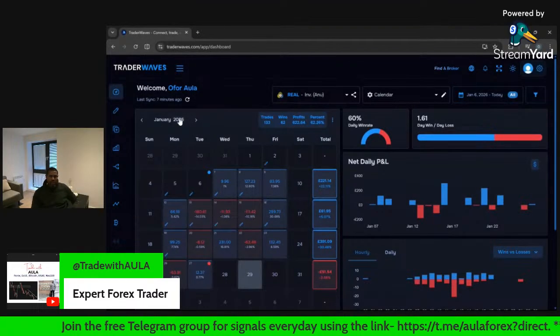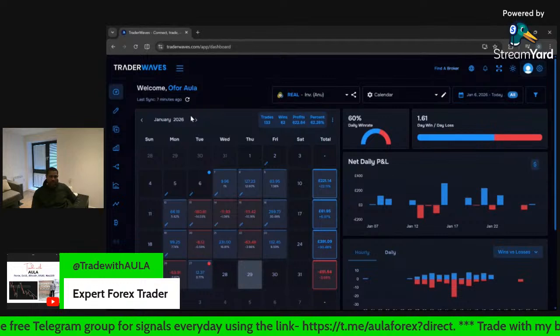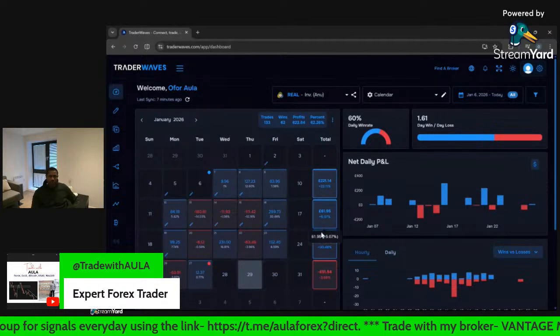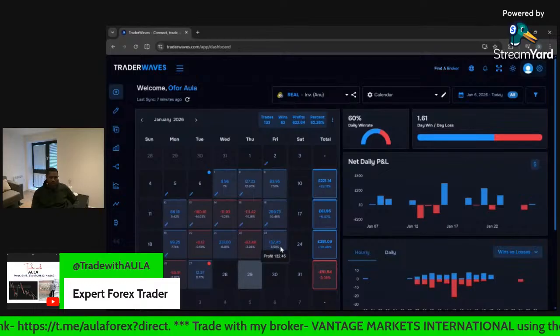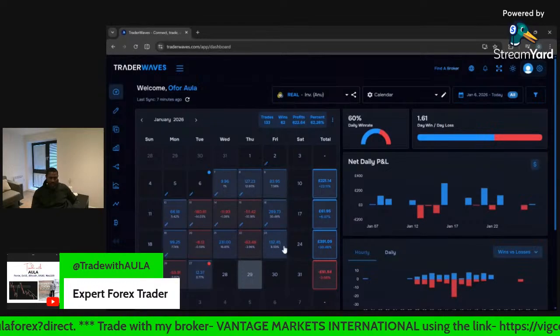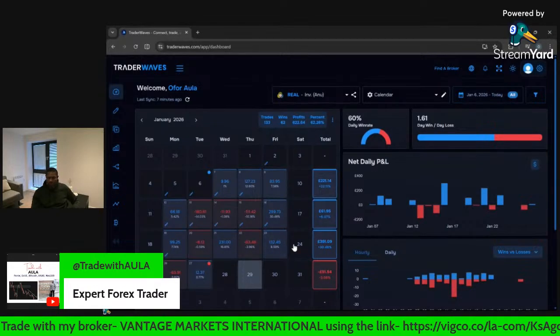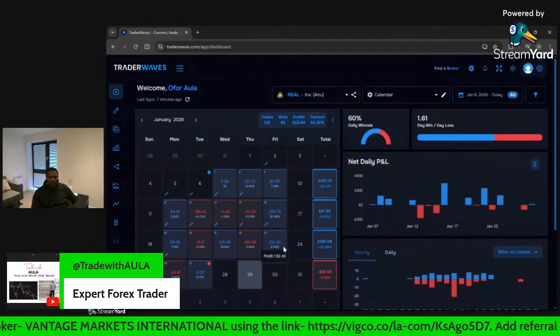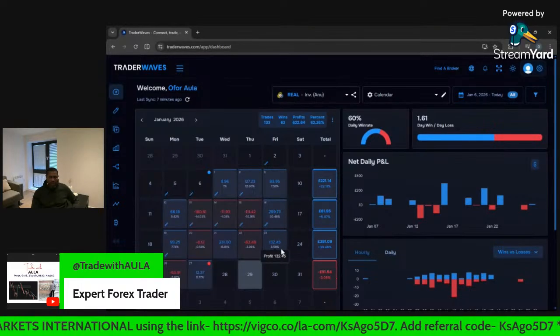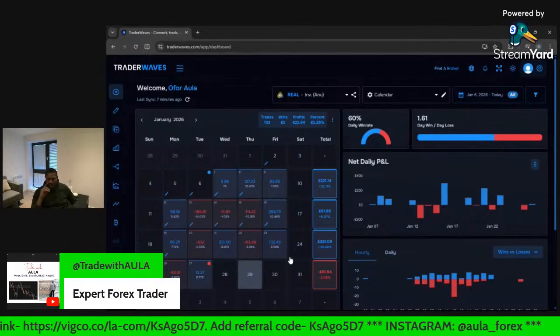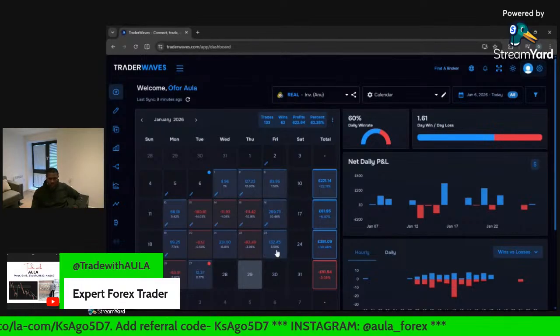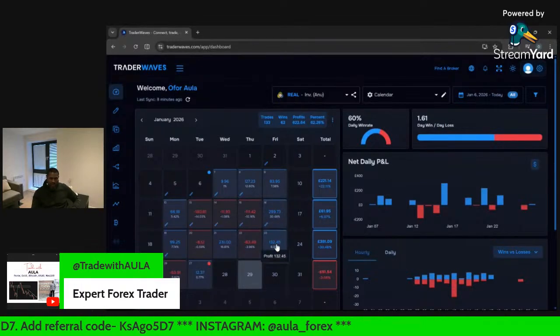So this is January 2026. You can see the last update was 7 minutes ago. We made profit every single week. This week looked really challenging. This day, I went into, well, I don't know what you call it. That's the day every trader fears. Irrational decision making. I entered a very heavy drawdown after doing well in the first 2 weeks.